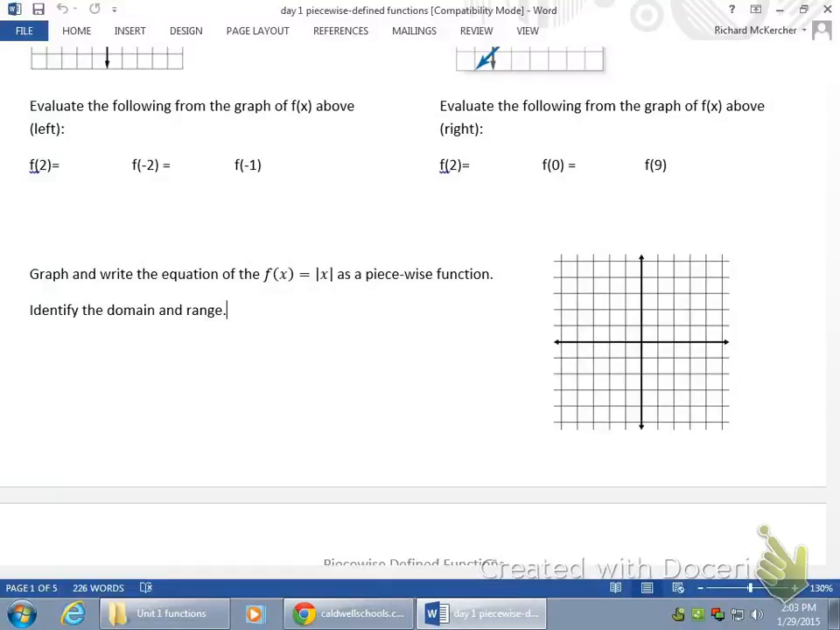Okay guys, welcome. This is Math 2. We're on day 2 of piecewise functions. We didn't quite finish our notes yesterday, so we just want to talk about what the graph of absolute value of x looks like as a piecewise function.